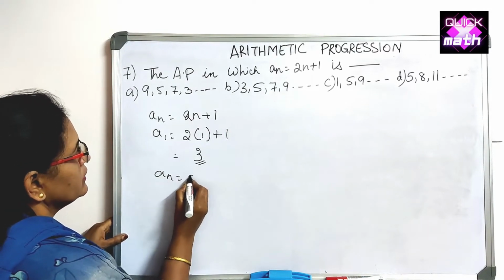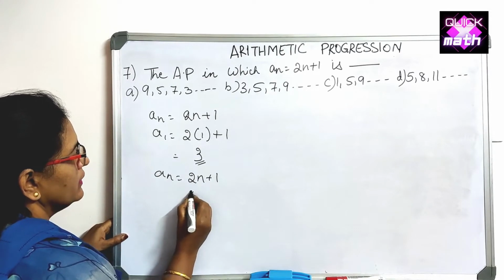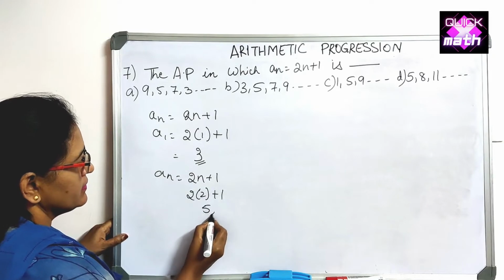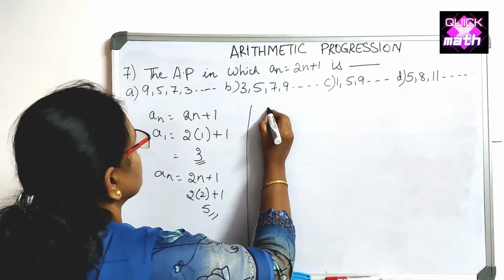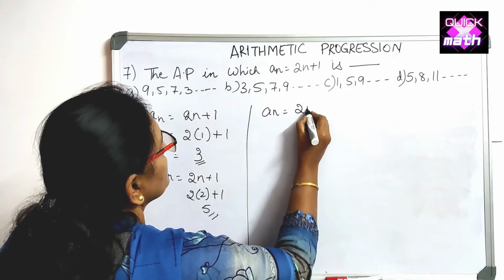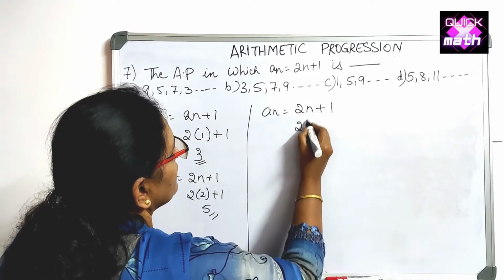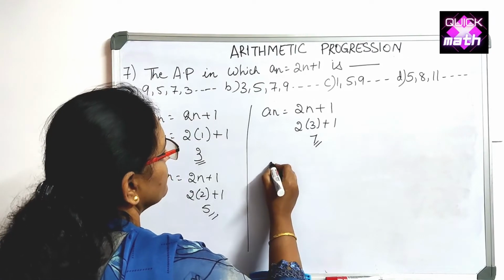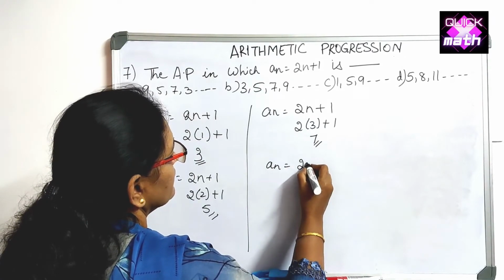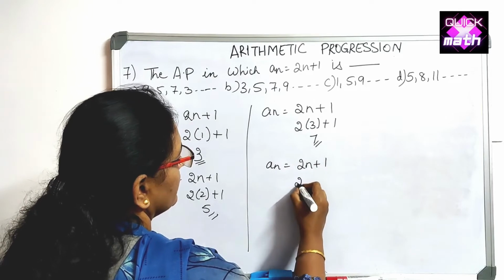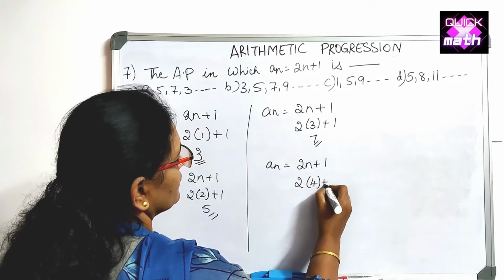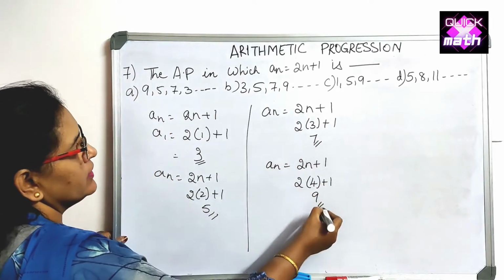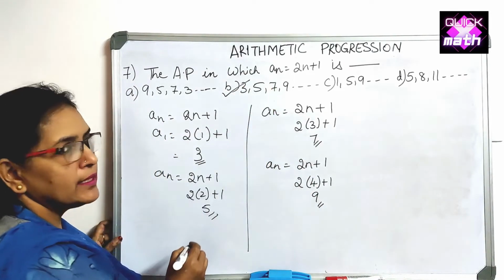So AN is equal to 2n plus 1. N value you can take it as 2. So that is 2 2s are 4 plus 1. It is 5. Then next AN is equal to 2n plus 1. So n value I am taking as 3. So 2 3s are 6 plus 1, 7. Next AN is equal to 2n plus 1. N value I am taking as 4. So 2 4s are 8 plus 1, 9. So here 3, 5, 7, 9. So the B option is the correct answer.